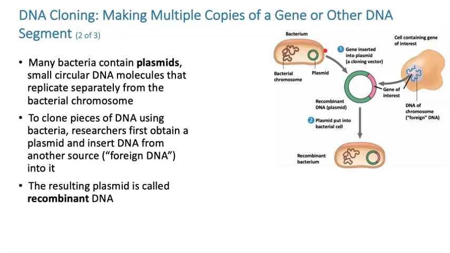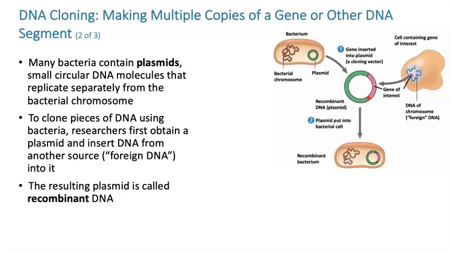If we want to clone or copy a small segment of DNA, let's say we want to get this tiny little bit of DNA from this donor, foreign DNA, we will chop it out and insert it into a plasmid. We don't do it into the bacterial chromosome, too complicated. We do it into the plasmid.